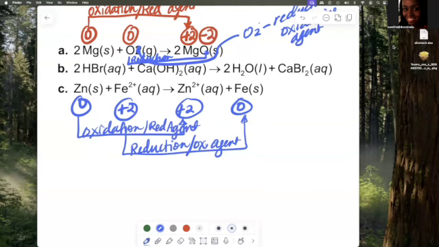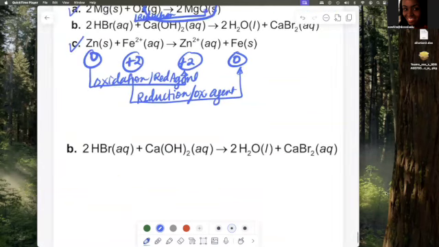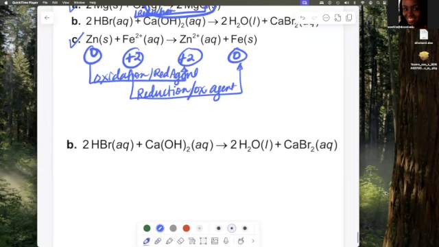And that's how it works. Okay. So we have one more and then we are done with this chapter. So over here, we don't have any elements, so we're going to start with the compounds. We assign from right to left. Okay.